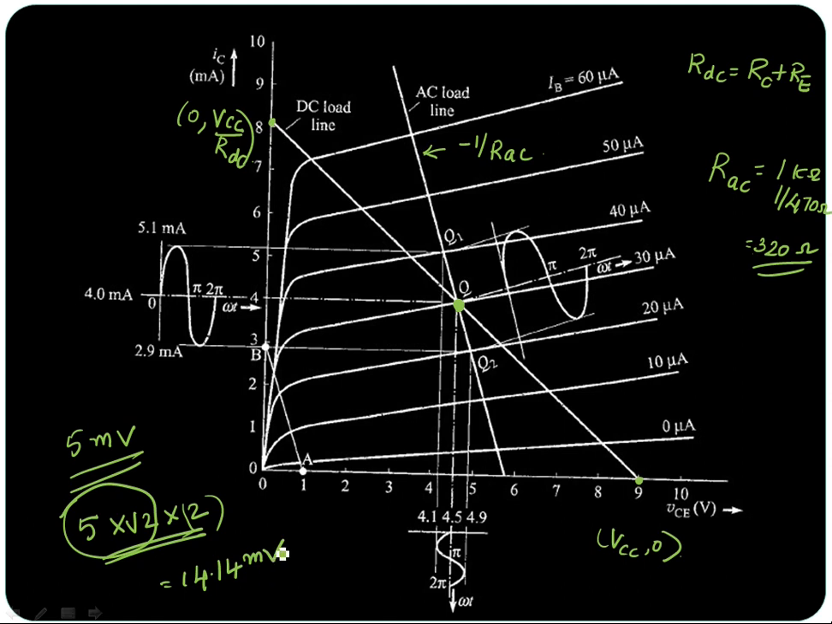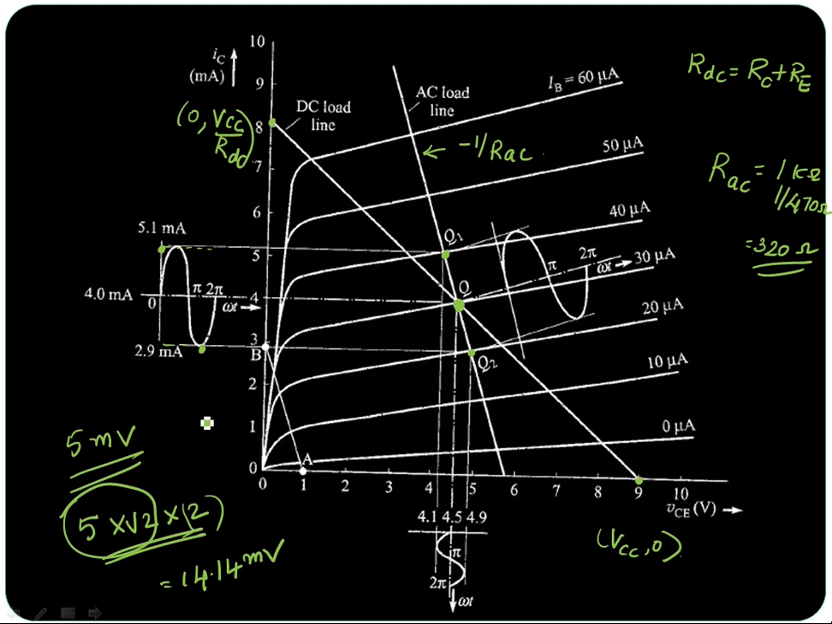Okay. So the input characteristics of the transistor, we assume that it is producing a 20 microampere peak to peak variation in the base current, similar to the analysis which we have done already. Then we are seeing a variation of this base current between 40 microampere and 20 microampere. Now this is shifting the operating point on the AC load line between Q1 and Q2. Corresponding to this, you see the collector current variation. So the collector current is varying between 5.1 milliampere and 2.9 milliampere.